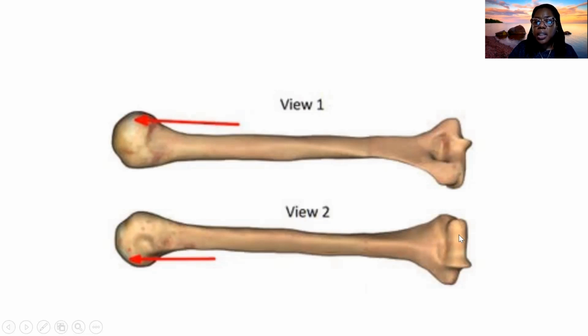Some of the structures we can appreciate at the distal end are the trochlea. The trochlea is going to be on the medial end versus the capitulum or the capitellum. And remember, these are just the articulating surfaces of the distal humerus that are differently named. So the medial side is called the trochlea. The lateral side is called the capitulum or the capitellum.